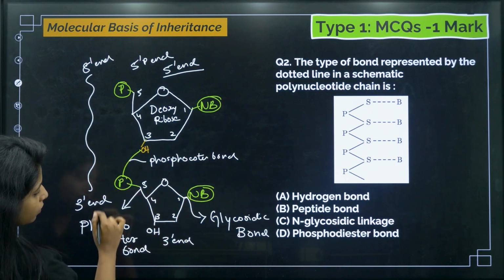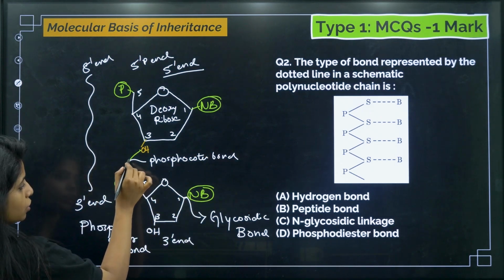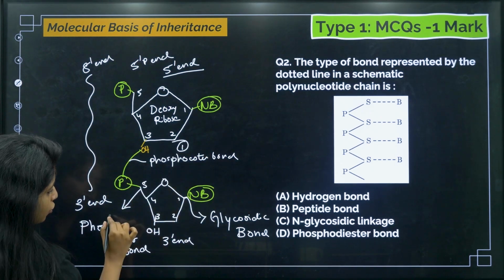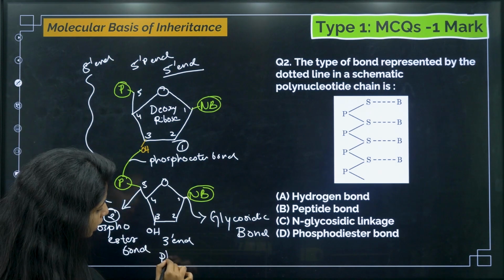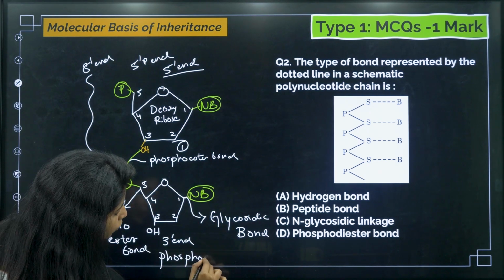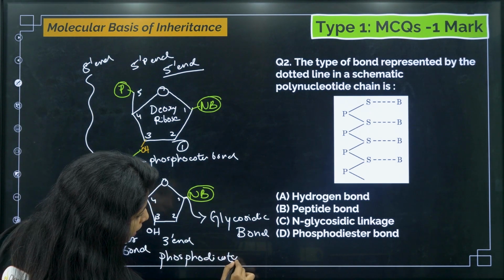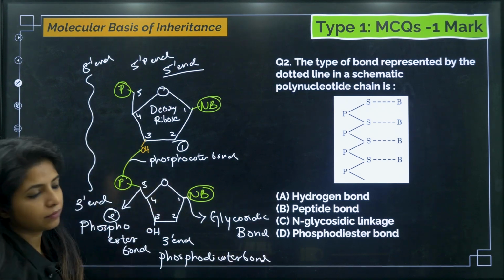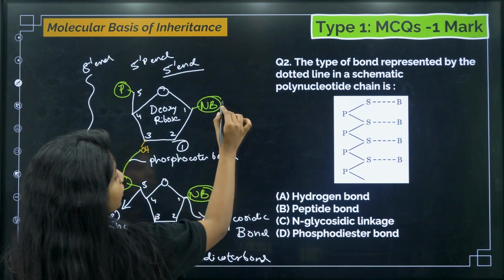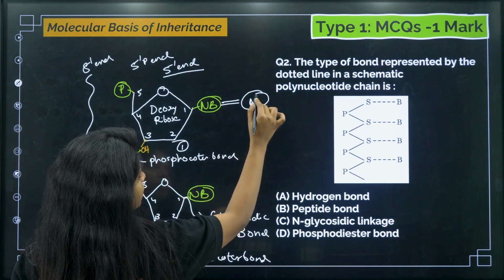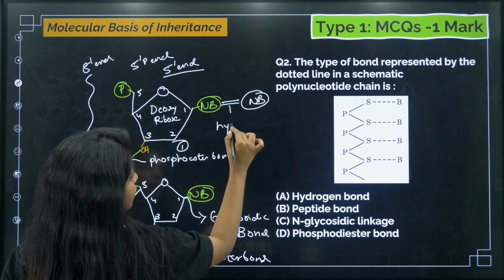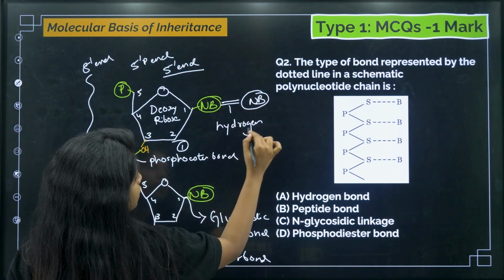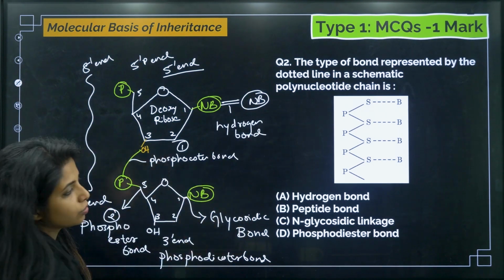If I say together the name of the bonds, both of them, 1 and 2, I can together call them phosphodiester bonds. Phosphodiester bond. Cool, children. Now in between a nitrogen base and another nitrogen base that will be coming around, this will be a hydrogen bond.